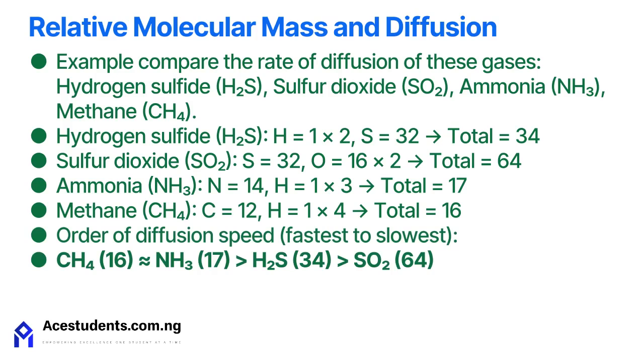Lighter gases diffuse faster than heavier ones. Methane with mass 16 and ammonia with mass 17 diffuse the fastest. Hydrogen sulfide with mass 34 is slower, and sulfur dioxide with mass 64 is the slowest. So, the order is methane, ammonia, hydrogen sulfide, then sulfur dioxide.